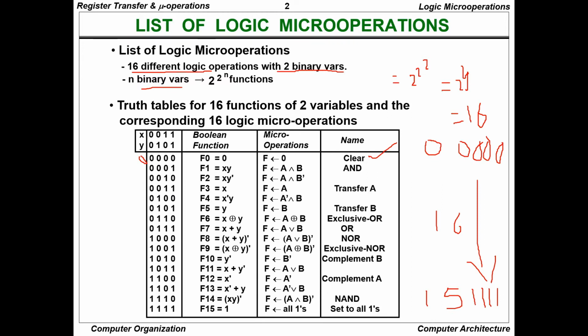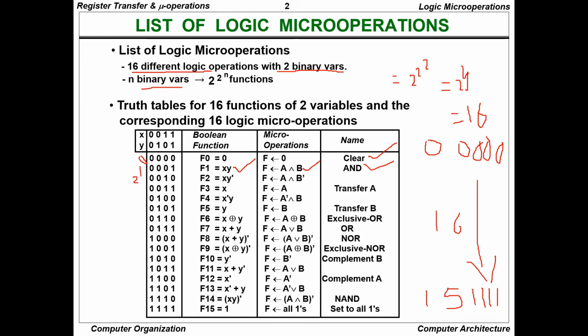Next, 0, 0, 0, 1. So 0, 0, 0, 1 is F1 equals xy. If we talk from the micro operations perspective, F gets A and B, which is nothing but your AND operation. So the second logical micro operation is AND. It is for 0, 0, 0, 1, that is for 1. So F1 equals xy, that is F gets A and B.